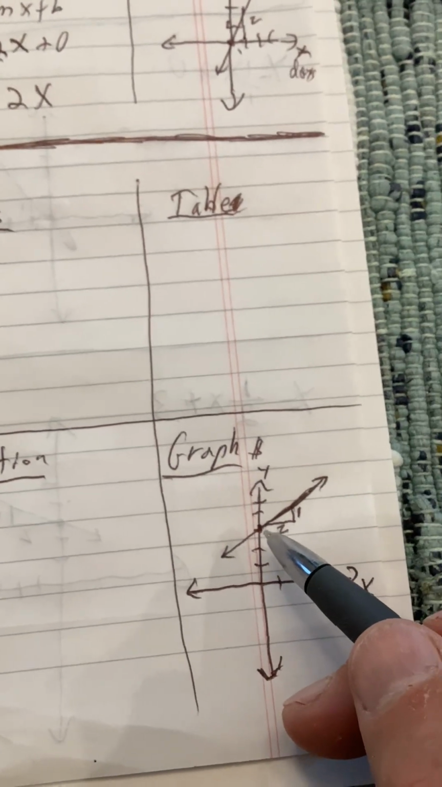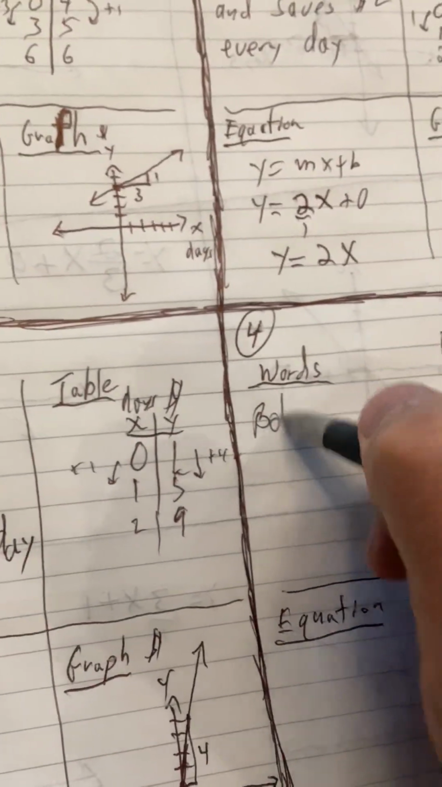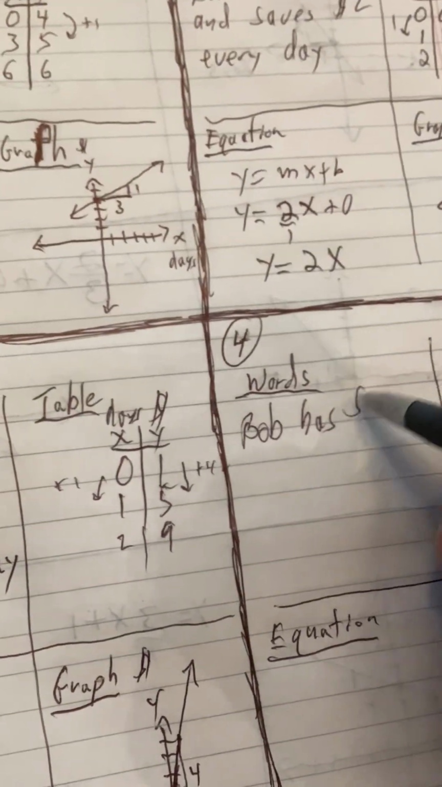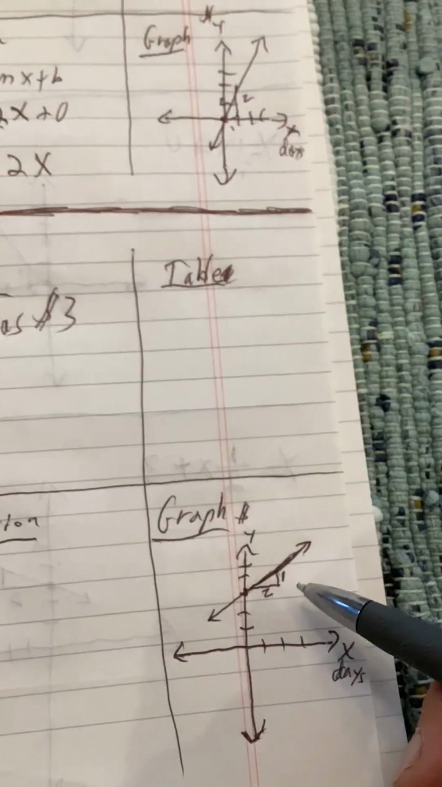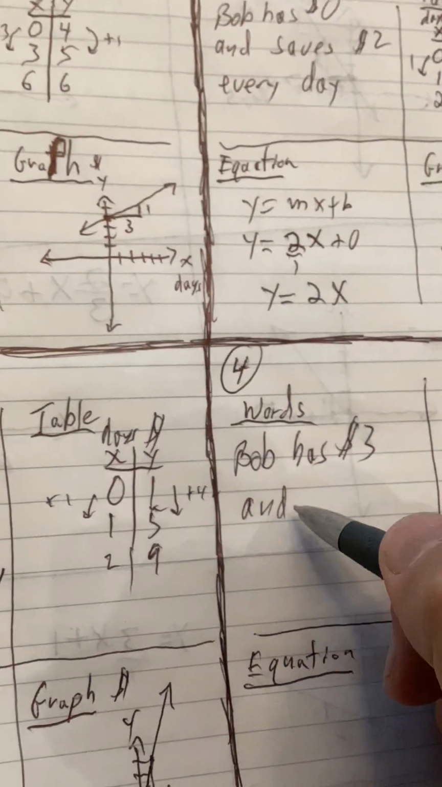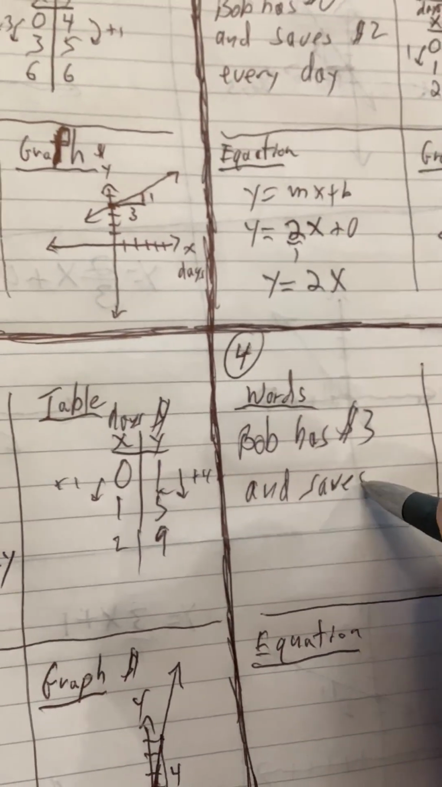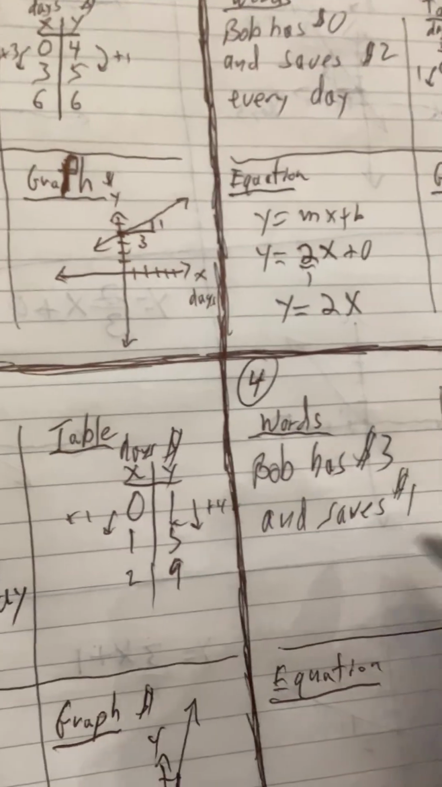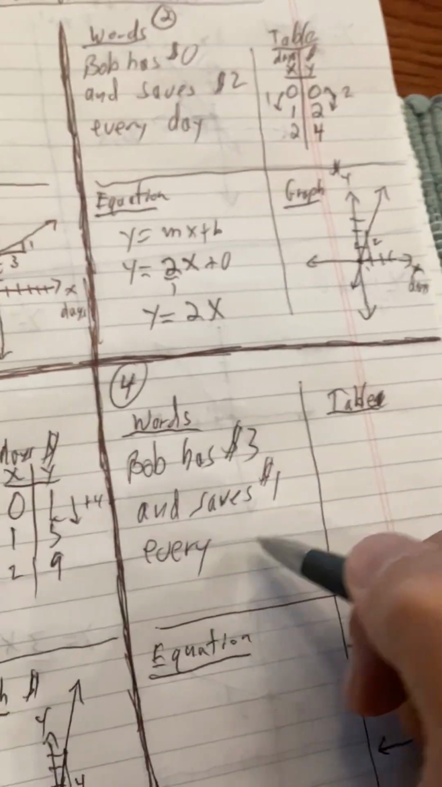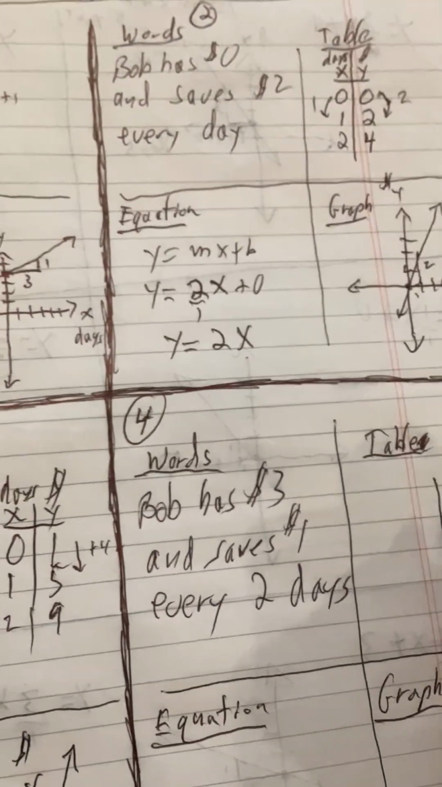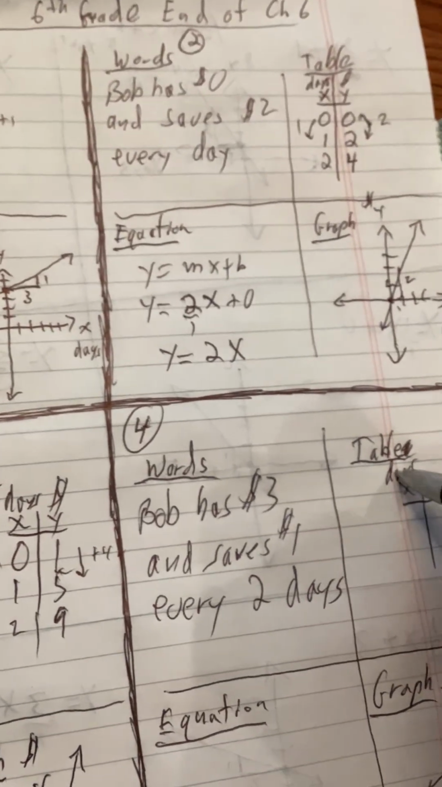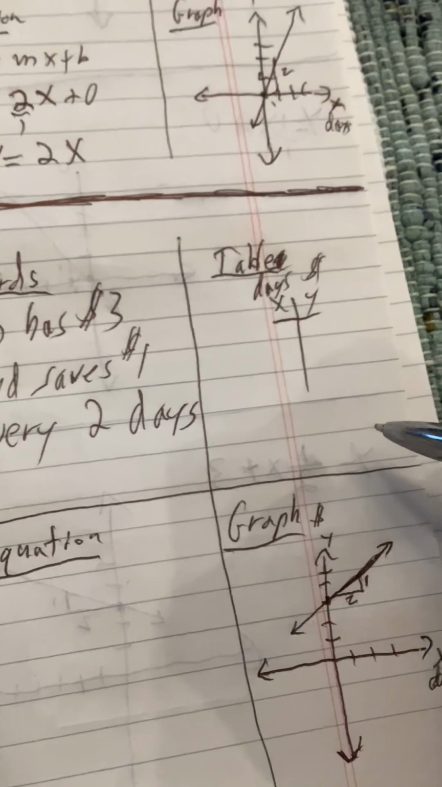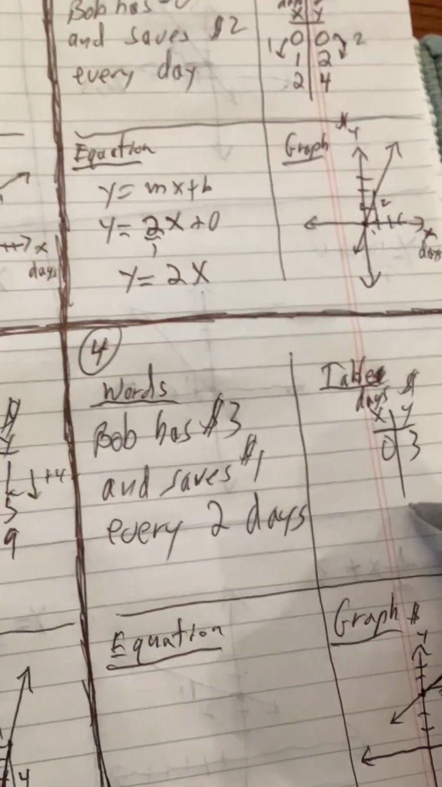right here, it looks like Bob has $3. Bob has $3 to start with. And it looks like he's saving $1 every 2 days. And saves $1 every 2 days. So my table, X, Y, days, and dollars. Looks like he starts off with 3.